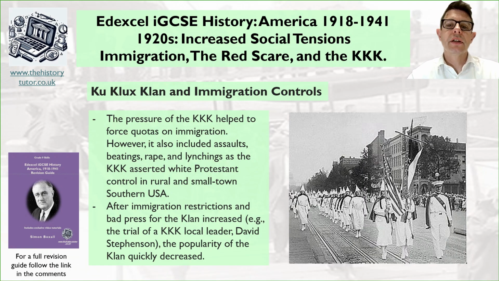However, it also included assault, beatings, rape and lynching as the KKK asserted white Protestant control in rural and small-town southern USA. After the successive immigration controls and bad press for the Ku Klux Klan, for instance the trial of a leader David Stevenson, the popularity of the Klan quickly decreased.